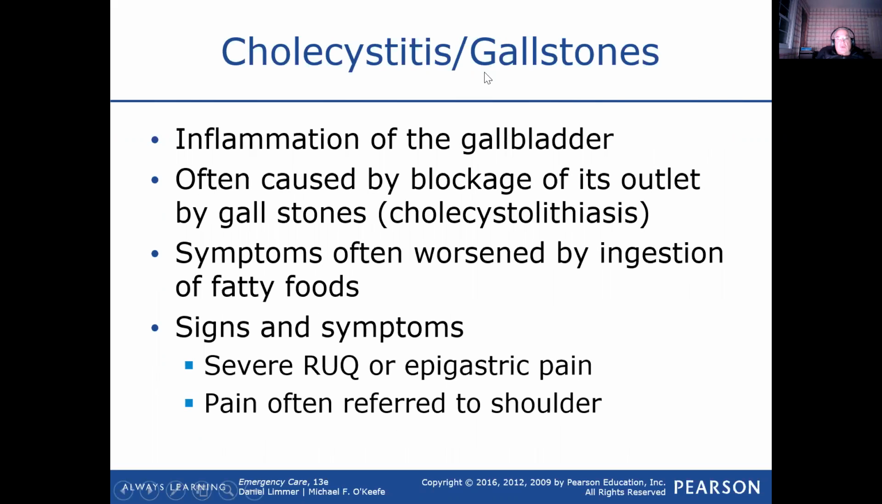Okay, cholecystitis, or a problem with gallstones. Cholecystitis is basically a problem with your gallbladder, where stones form: a collection of, like, the enzymes that are in your gallbladder kind of join together and make almost what looks like a little stone.